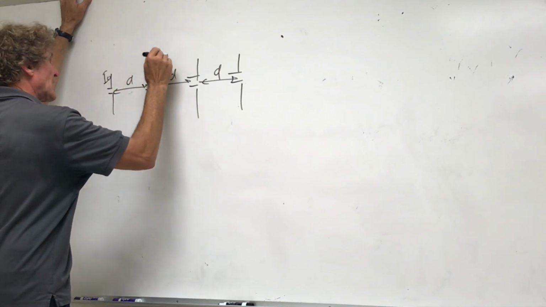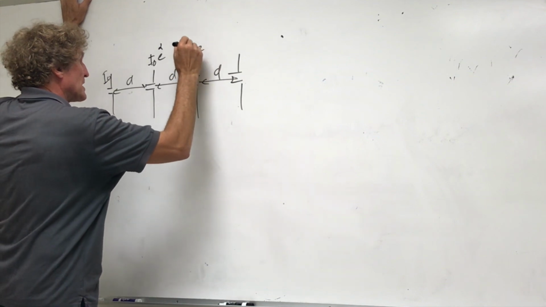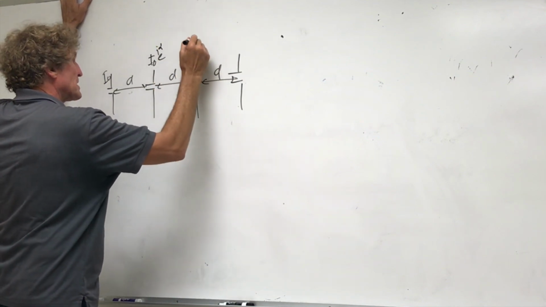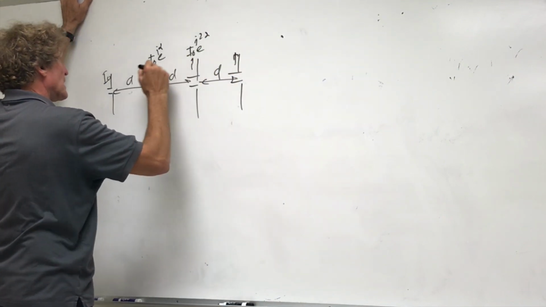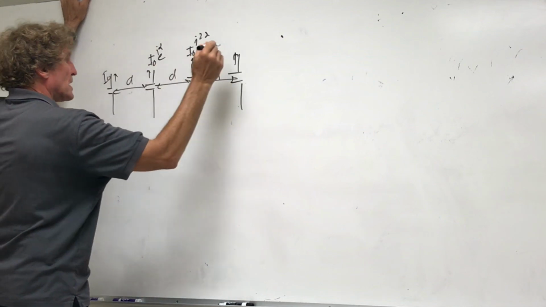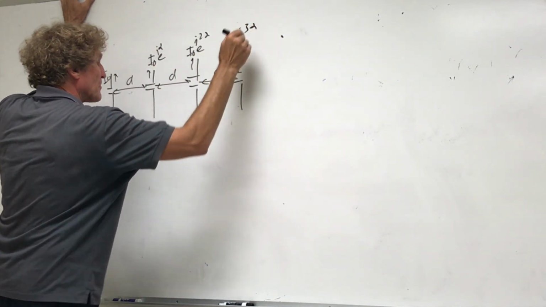This one has a current I naught, but it has a phase shift alpha. This has a current I naught e to the j alpha, e to the j 2 alpha. And this one will have a current, and that current will be I naught, same magnitude, e to the j 3 alpha.